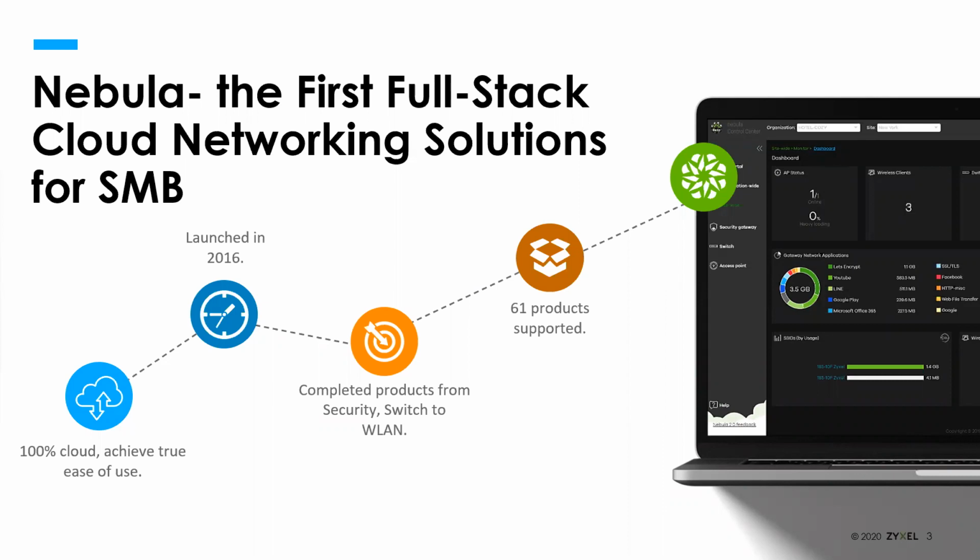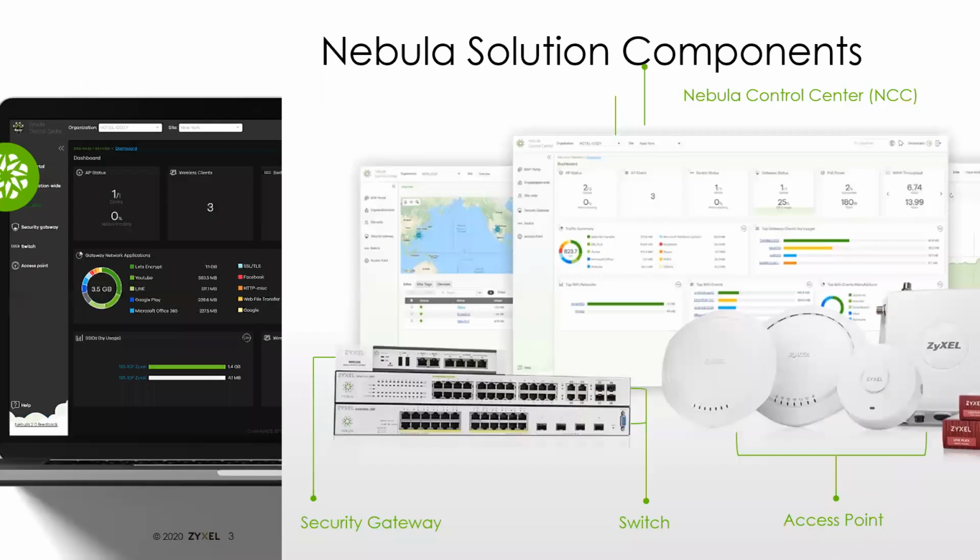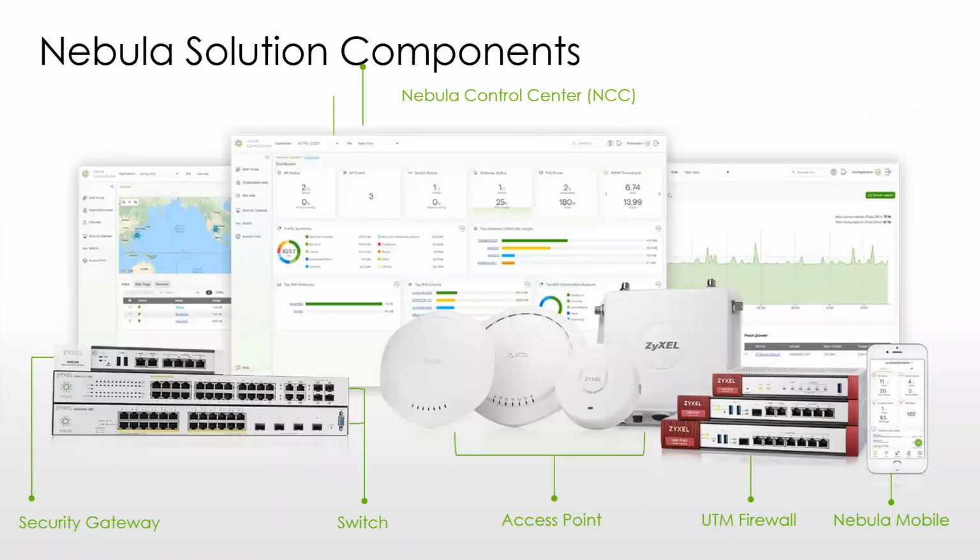This year, most of our updates are really focused on improving the GUI and making things even simpler and easier to do in the cloud. So Nebula is made up of a couple different components here. We've got our security gateways and UTM firewalls, our access points, our switches. The main component of Nebula is what we call the Nebula Control Center. You'll see it often abbreviated as NCC, and that's the web interface you use to manage all your products.